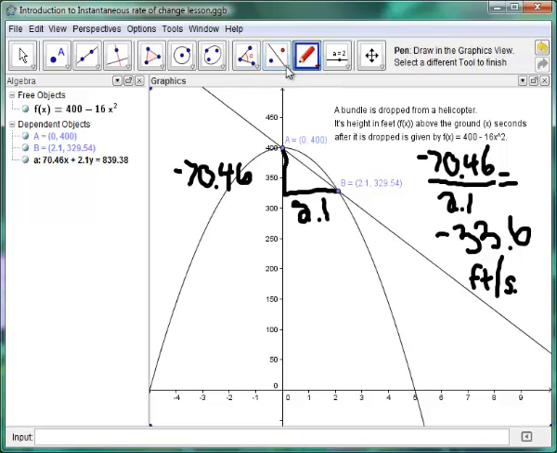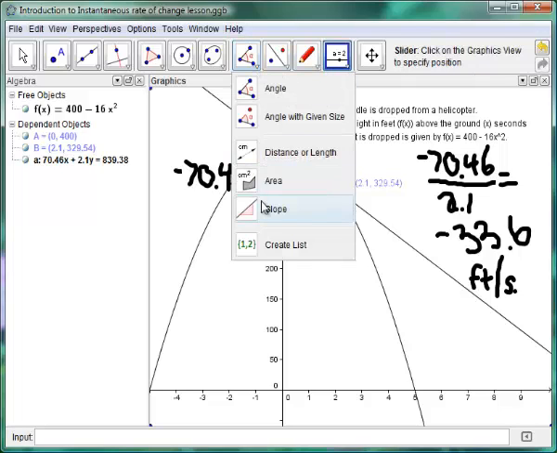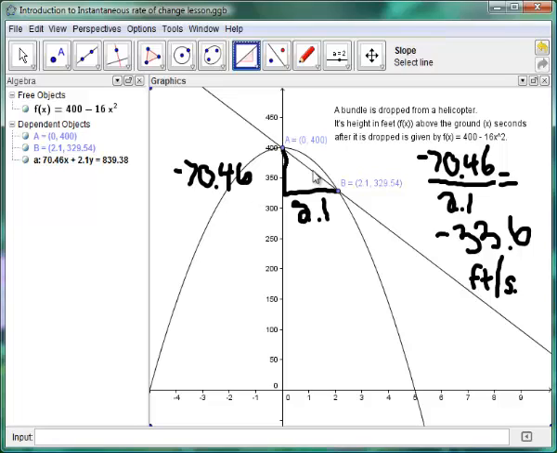And here we'll go ahead and verify that. We'll go ahead and verify our slope there of this line. And yeah, it's about negative 33.6. We can see that. Change in y over change in x.